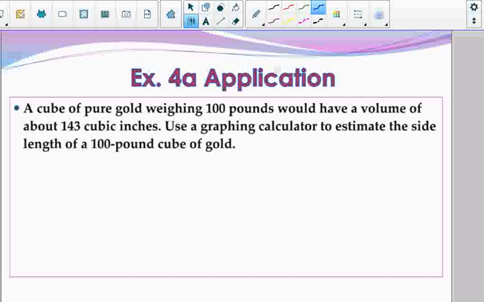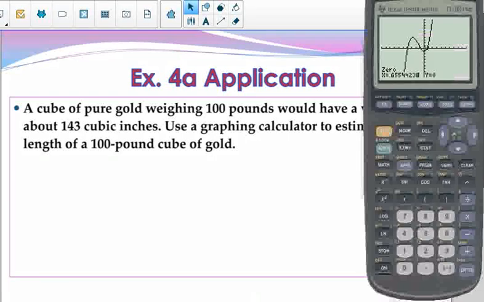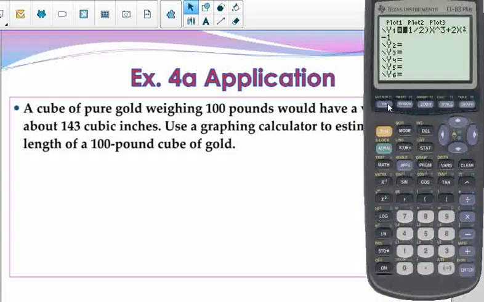And let's get to an application problem. A cube of pure gold weighing 100 pounds would have a volume of about 143 cubic inches. Use a graphing calculator to estimate the side length of a 100-pound cube of gold. So we're going to get our graphing calculator out again. Need to hit the y equals button. I'm going to clear this.